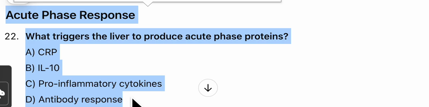Acute phase response. What triggers the liver to produce acute phase proteins? A. CRP. B. IL-10. C. Pro-inflammatory cytokines. D. Antibody response.